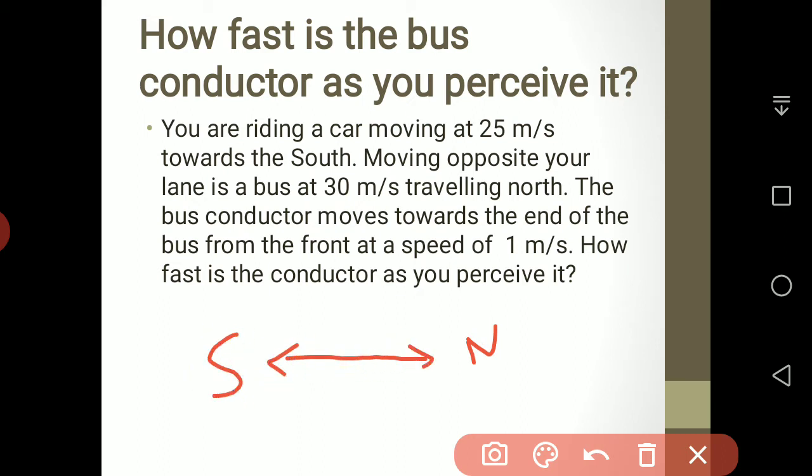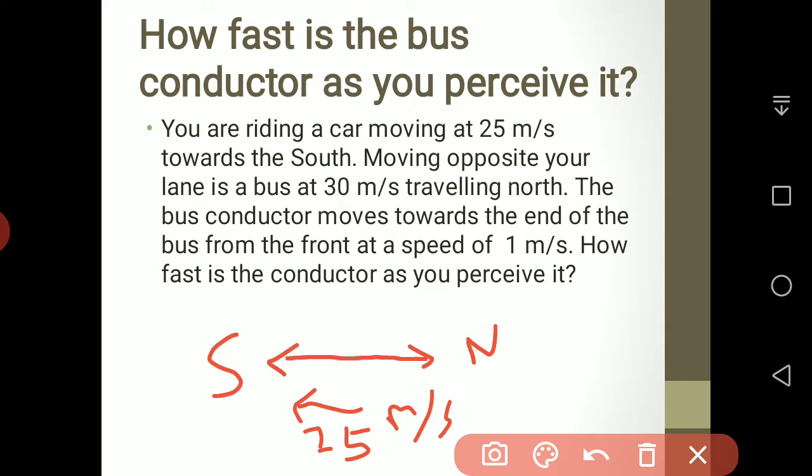Dito yung south. So, yung car mo is moving towards that direction. Papunta sa south. And you are moving at 25 meters per second. Moving opposite your lane is a bus at 30 meters per second traveling north.